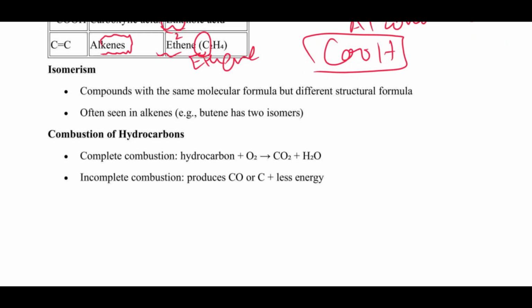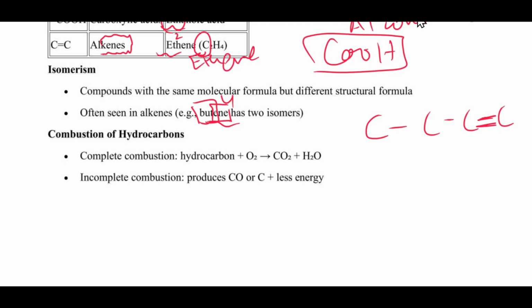Another main concept given in chapter 18 is isomerism. Isomerism means compounds which have the same molecular formula but different displayed or structural formulas. For example, in alkenes you have butene. Butene has two isomers. I can show you the structural formula of butene. Butene means it has four carbons, right? And it has at least one double bond. Why double bond? Because it is ENE. So it has four carbons and at least one double bond. So we can make a double bond over here.